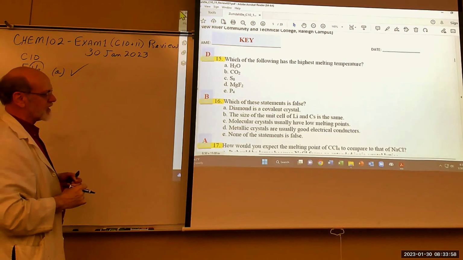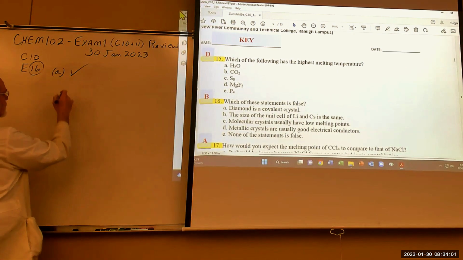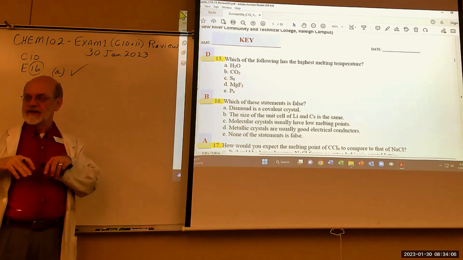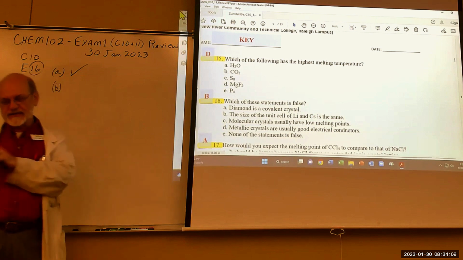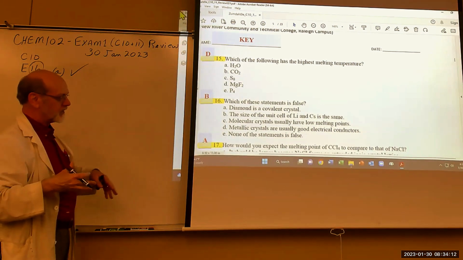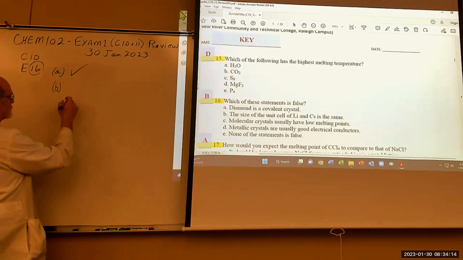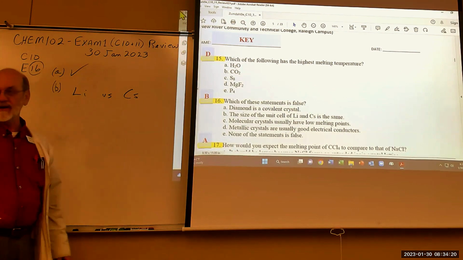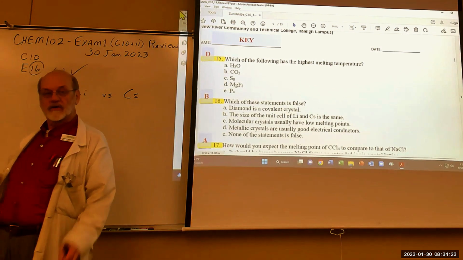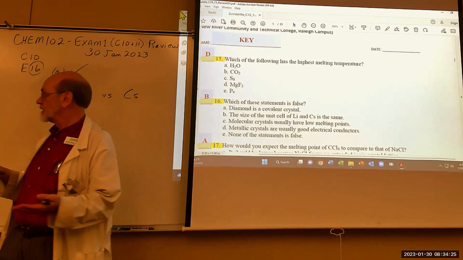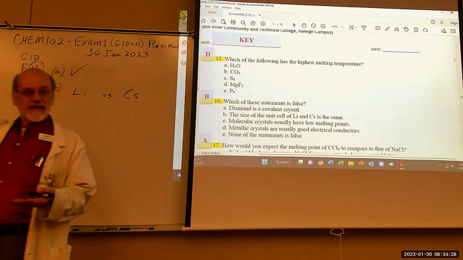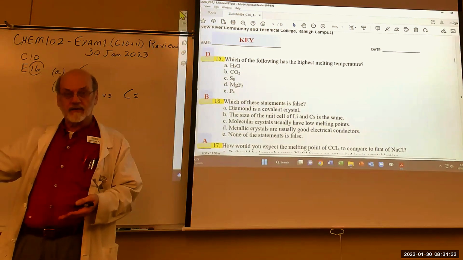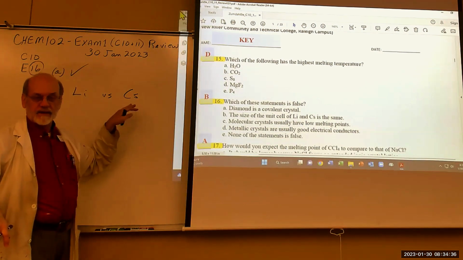The size of the unit cell of lithium and cesium is the same. So we're talking about pure substances, lithium metal in its crystal structure or cesium in its crystal structure. Would they be the same size unit cell? Lithium versus cesium. The key there is how big are the atoms. So remember your periodic trends. Lithium is high in that group. Cesium's at the bottom of that group. So it's going to be the bigger one. This would be the bigger crystal.